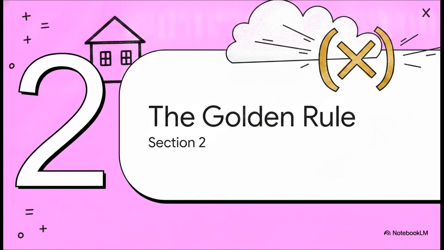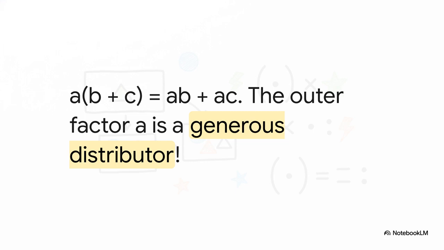Moving right along to section 2, the golden rule. Let's go ahead and translate that party scenario directly into our official math rule. We have the letter A just sitting outside the bracket, which contains B plus C. Our generous guest, A, walks right through the door and multiplies with B, giving us AB. But A doesn't stop there. A walks over and multiplies with C too, giving us AC. The whole takeaway here is that A is a generous distributor. It makes sure every single term inside gets multiplied. Oh, and keep in mind, this works the exact same way if the A happens to be on the right side of the bracket too.